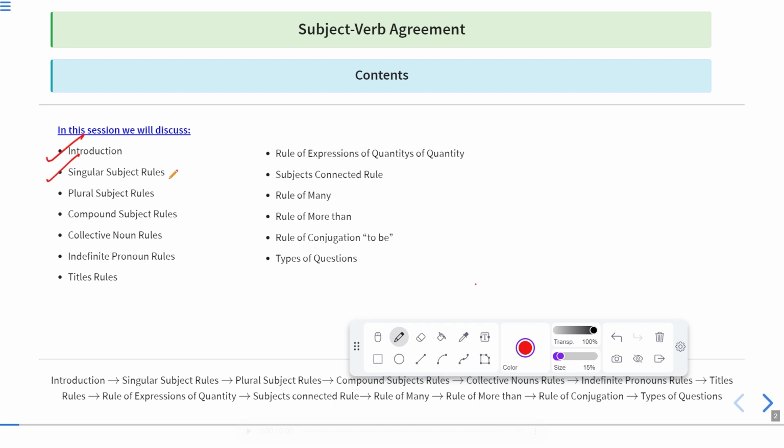Here we have the singular subject rules, then the plural subject rules, then compound subject rules, collective noun rules, indefinite pronoun rules, title rules, and rules of expressions of quantity. Well, it is not quantities; this is incorrect over here, let us remove this. Then the subjects connected rule, rules of many, rules of more than, rules of conjugation of to be, and types of questions. All these contents we are going to discuss in this session. So let's begin the session.